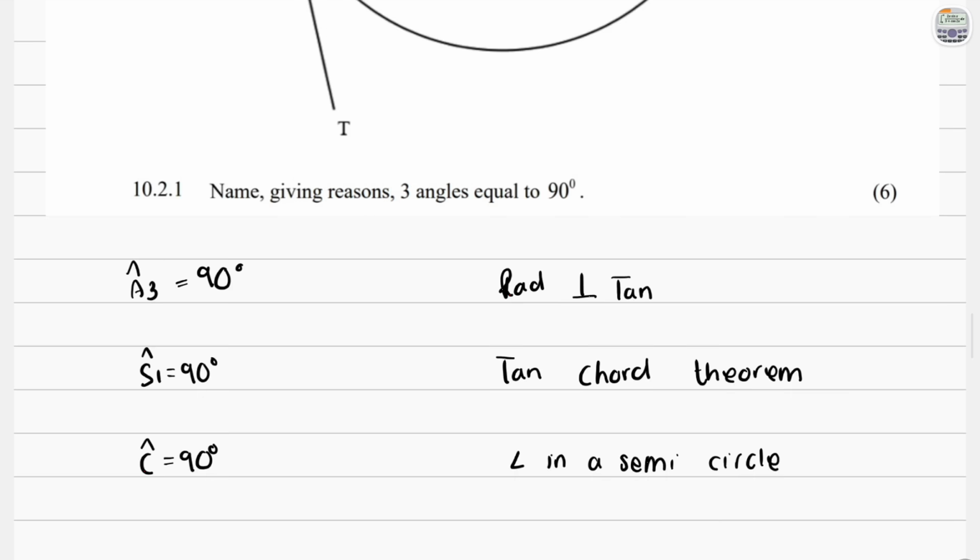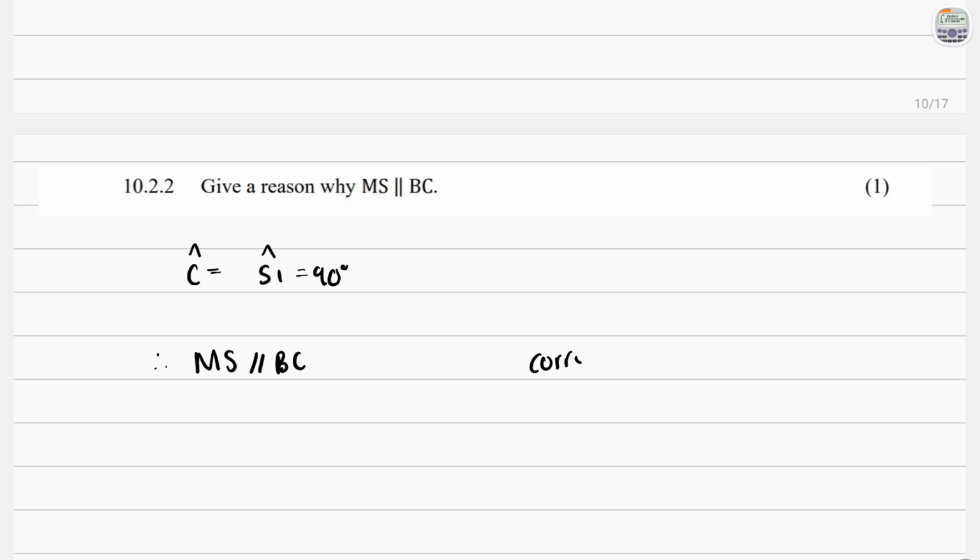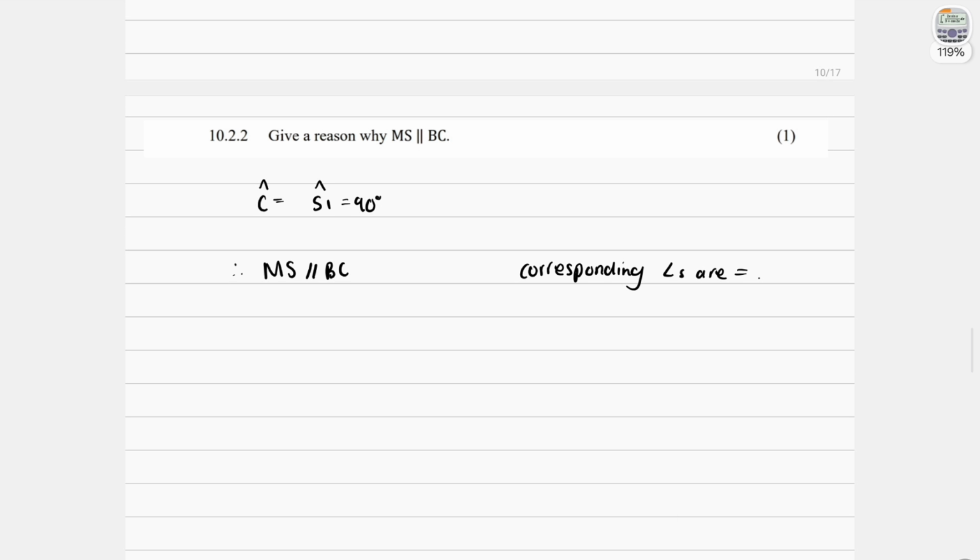So we can go ahead and state: angle C equals angle S1, and they're both equal to 90 degrees. And therefore we can conclude that MS is indeed parallel to BC because the corresponding angles are equal. And that is our answer. Moving on to the next question.